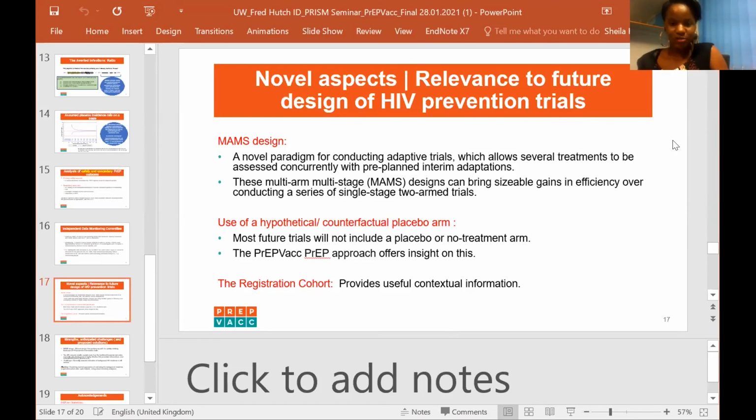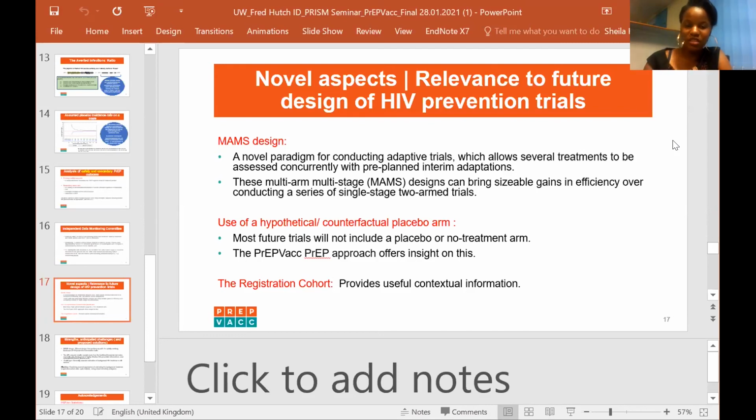The other novel aspect of the PrEPVacc trial, which is relevant to the future design of HIV prevention trials, is the use of the hypothetical counterfactual placebo arm. So most future trials will not include a placebo or a treatment arm. So the PrEPVacc PrEP analysis and approach, they offer insight on what this could look like, the use of a robust sensitivity analysis and the like, and the different methods of estimating the placebo incidence.